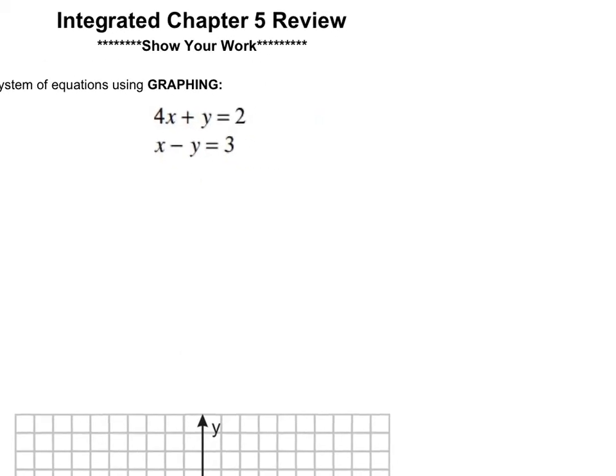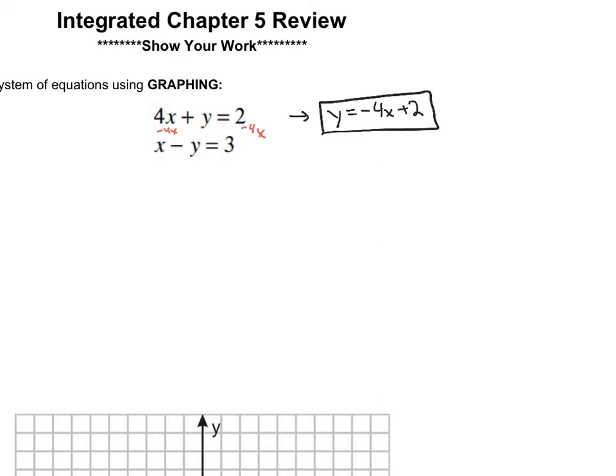Let's subtract 4x from both sides. I'm going to try to just do this right underneath it. Subtract 4x from both sides. Then I'm going to push it out to the side. Okay, so that would be y equals negative 4x plus 2. So there's one of my equations right there.